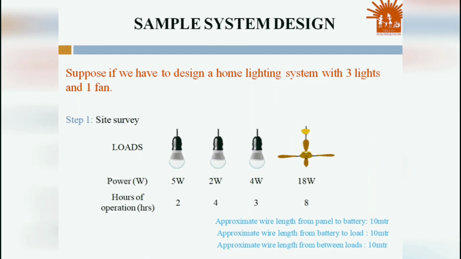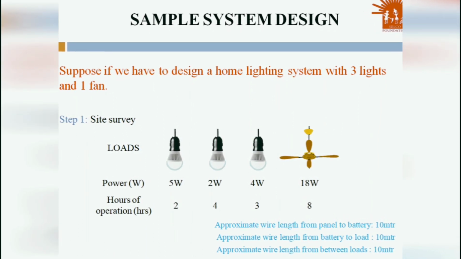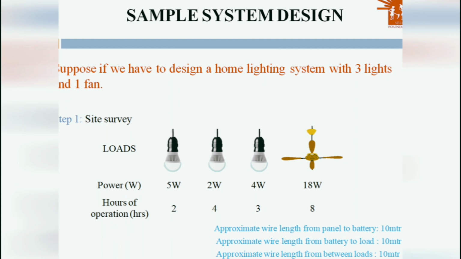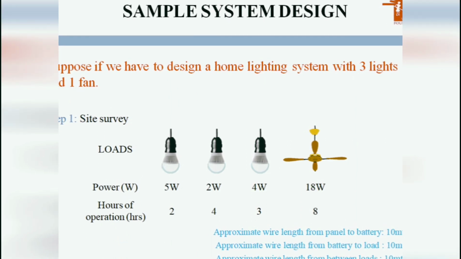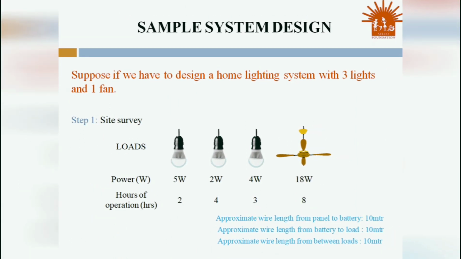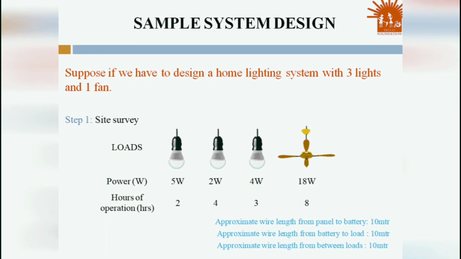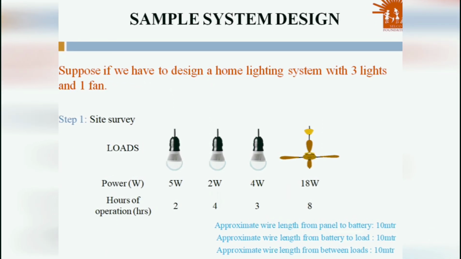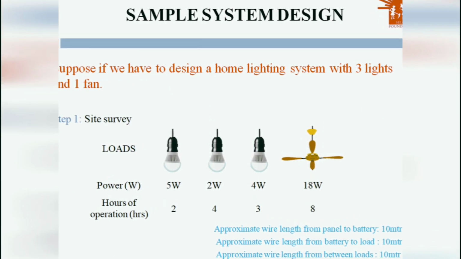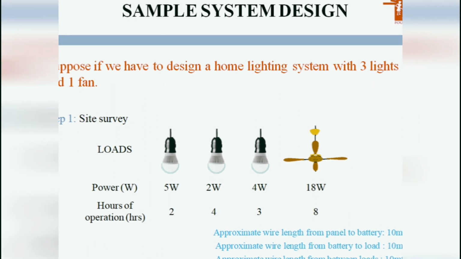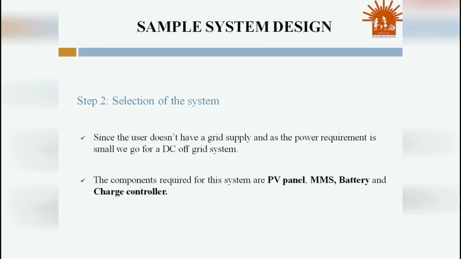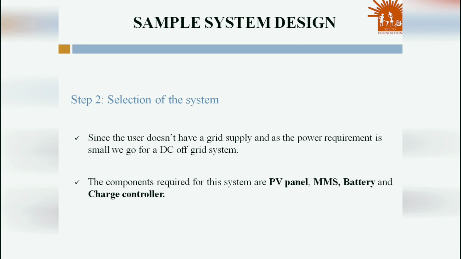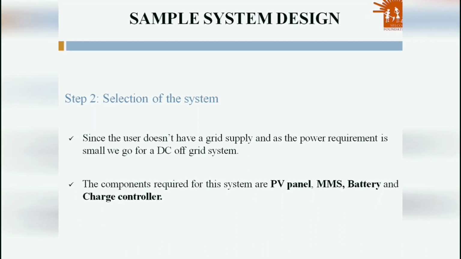Suppose this is the load which is required by our customer. You can see that the total number of loads is 4, in which 3 are bulbs and 1 is fan. You can also see the power of each load and the hours of operation of each load. You see that all the loads are DC loads. The fan also is a DC fan.